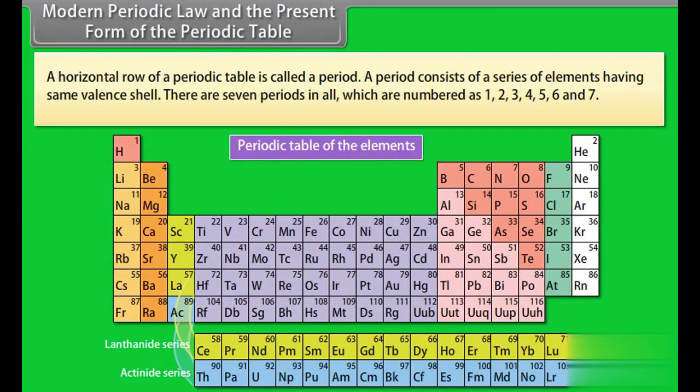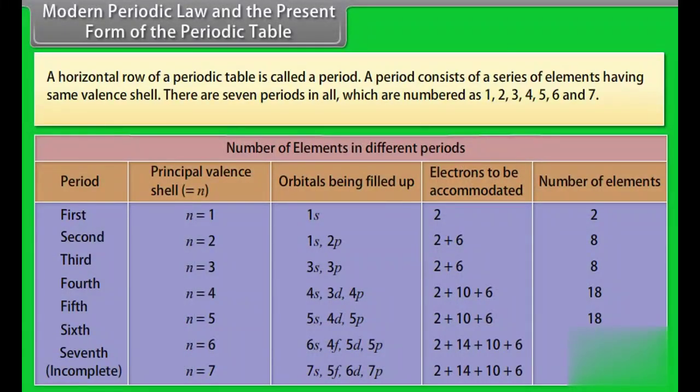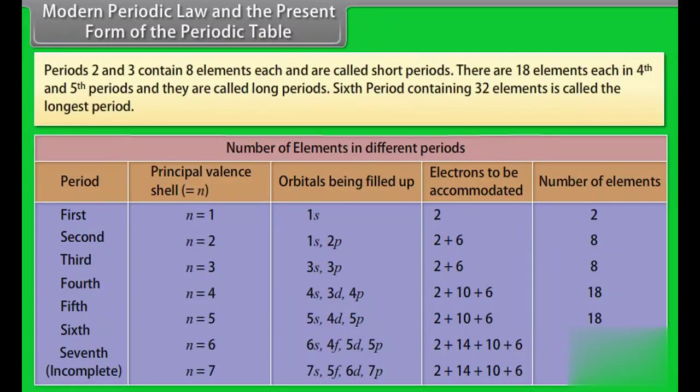A horizontal row of the periodic table is called a period. A period consists of a series of elements having the same valence shell. There are 7 periods in all, which are numbered 1, 2, 3, 4, 5, 6 and 7. Periods 2 and 3 contain 8 elements each and are called short periods. There are 18 elements each in the 4th and 5th periods and they are called long periods. The 6th period, containing 32 elements, is called the longest period.